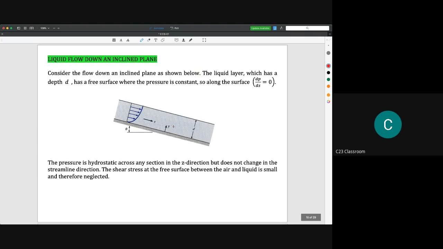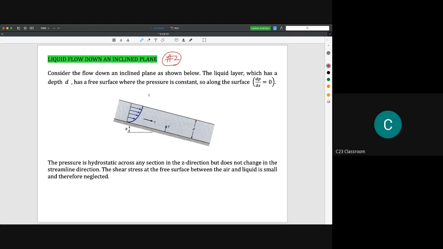Okay, so we go for the second situation. This situation is called fluid flow down an inclined plane. So this is condition number 2. The difference between condition number 2 and number 1 is that in condition number 2, the fluid moves because of the gravitational force. In condition number 1, the fluid moves because you pull the upper plate with a certain velocity, so it triggers the motion or the flow of that fluid.